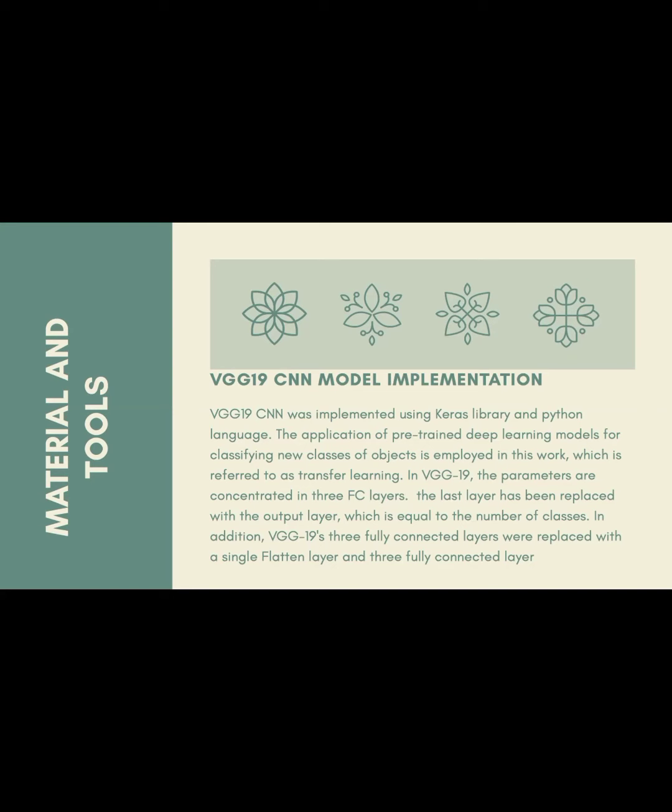In VGG19, the parameters are frozen in three layers. The last layer has been replaced with the output layer, which is equal to the number of classes. In addition, VGG19's three fully connected layers were replaced with a single classifier layer and three fully connected layers.